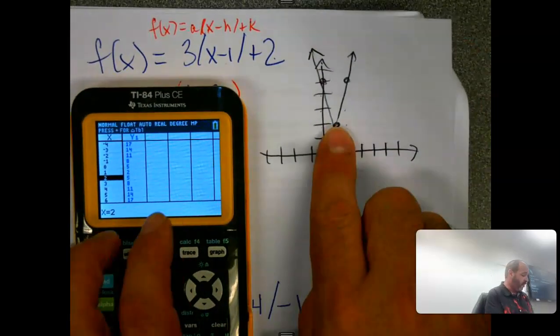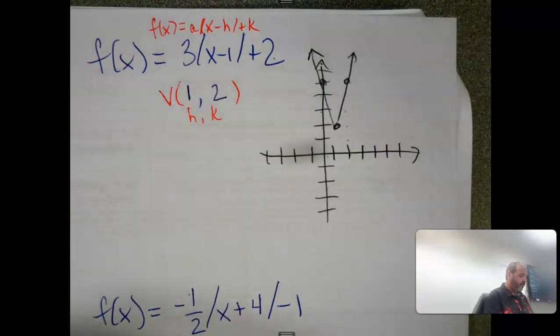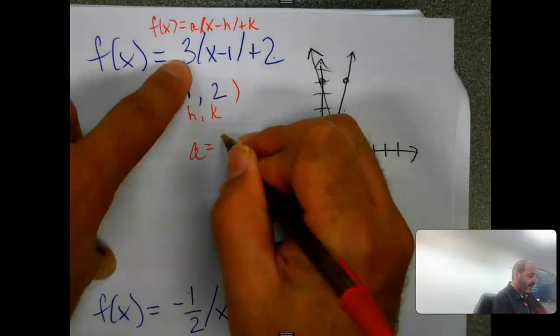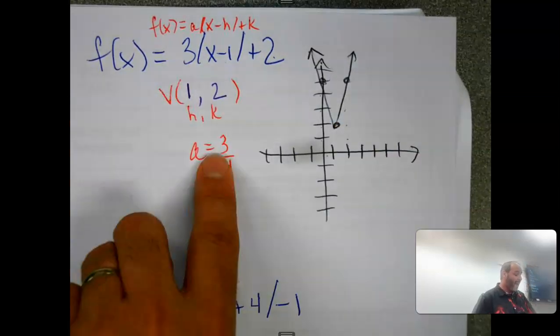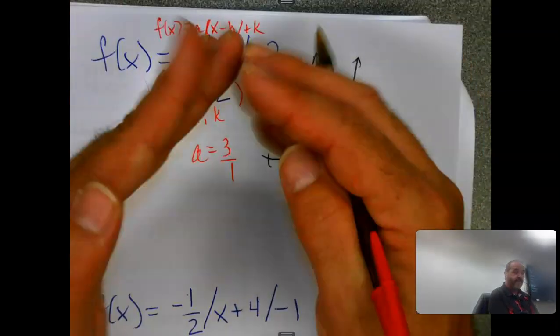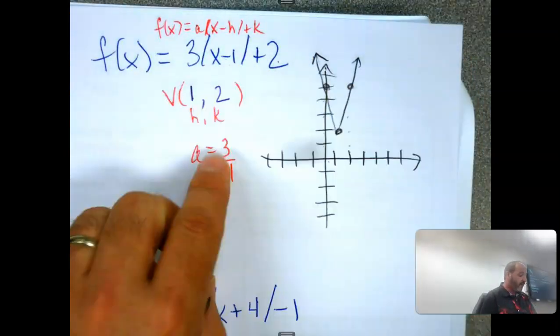But where did those come from besides the calculator? That's where slope comes into play. My a value is 3, or 3 over 1. Since my a value is positive, I know it's going to be opening upward. If it was negative, it would open downward. So I know it's opening up.